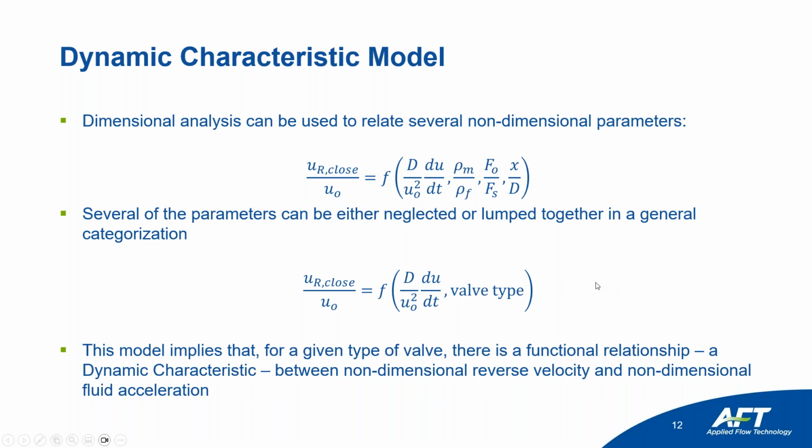And the bottom equation here is essentially what was recommended pretty early on, that you can relate this non-dimensional reverse closure velocity to the type of valve. So is it a swing check? Is it some other kind of check valve, a ball check? And this other term, d over u naught squared du dt, which is essentially a non-dimensional deceleration. So the idea here is that for a given type of valve, there's some functional relationship called a dynamic characteristic between these non-dimensional reverse velocities and accelerations.